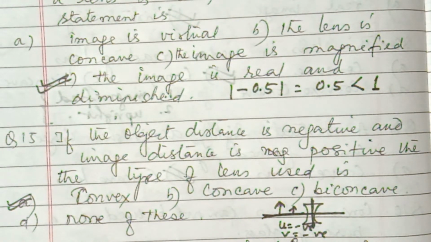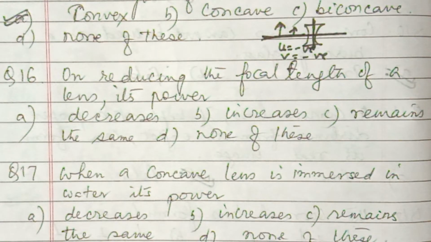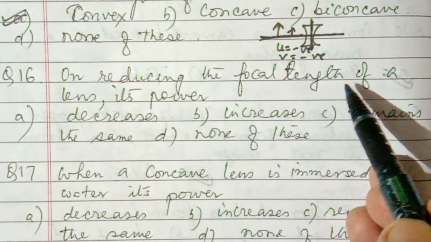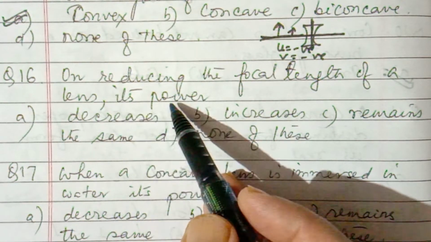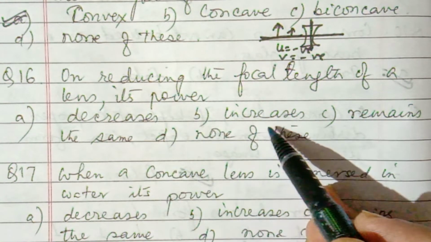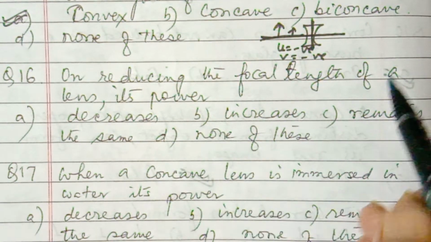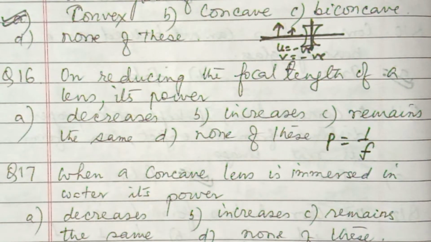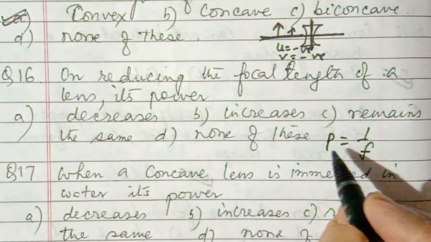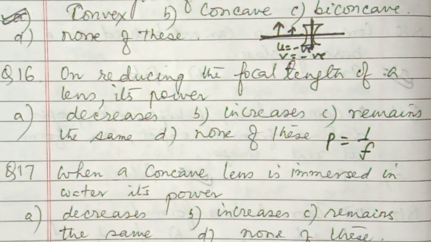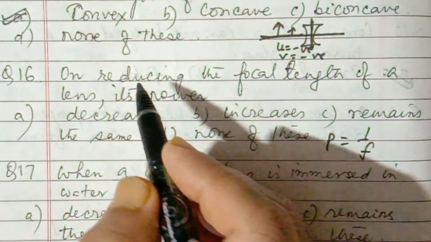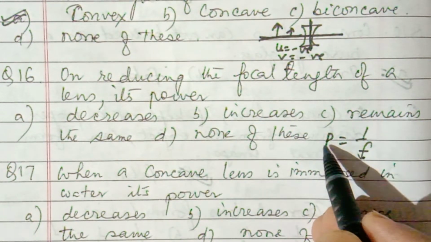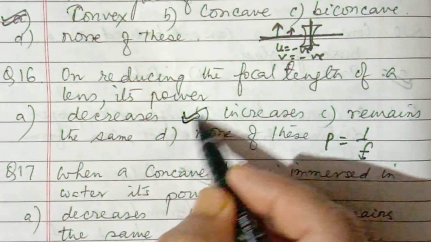Okay, next question. Question number 16. On reducing the focal length of a lens, its power decreases, increases, remains the same, none of this. So the formula of power is 1 by f. So it is inversely proportional to focal length. That means if we reduce the focal length, then power will increase. So B is correct.